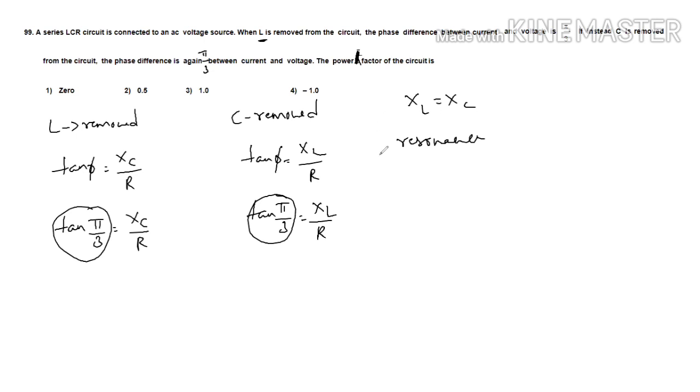So now in the resonance condition, the phase angle will be equal to 0. So now they are asking us to calculate the power factor, which is cos phi is equal to 1. So that is option 3.